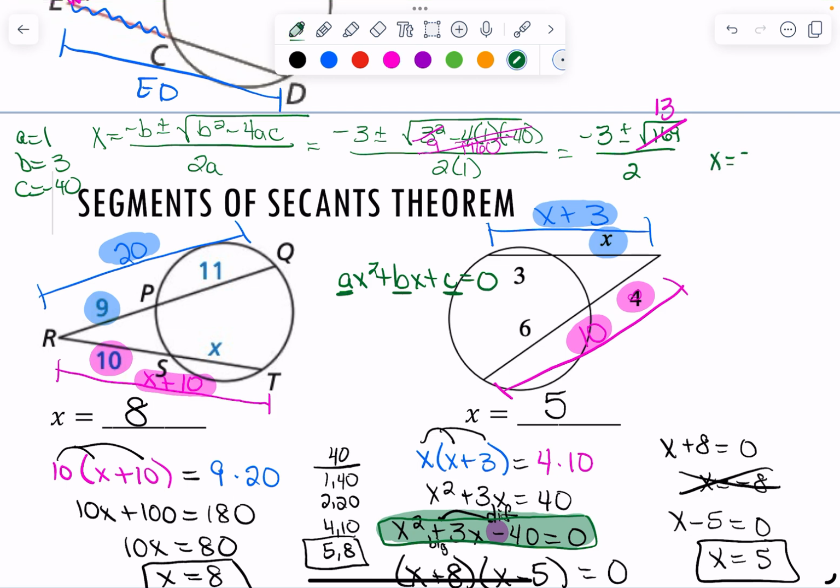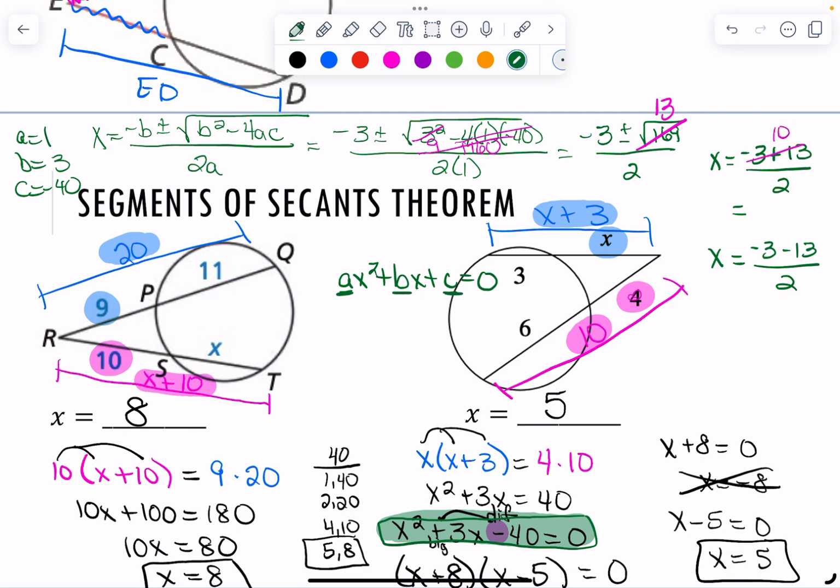So here are my two answers. I have x equals -3 plus 13 divided by 2, and I have x equals -3 minus 13 divided by 2. And then we just simply work those out. So -3 plus 13 is 10.